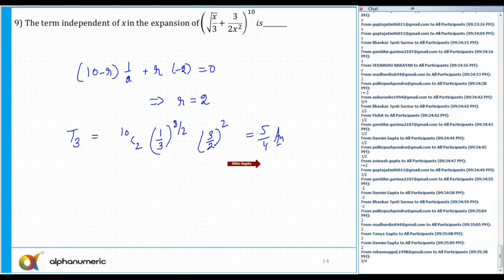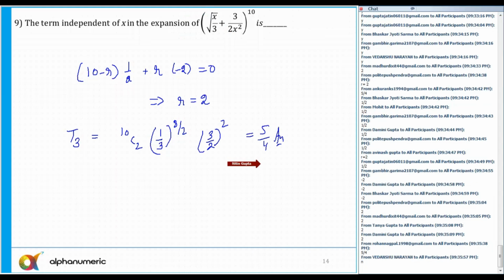So any doubts to anyone now? Madhur, Jatin, Hiti, Siddhant.